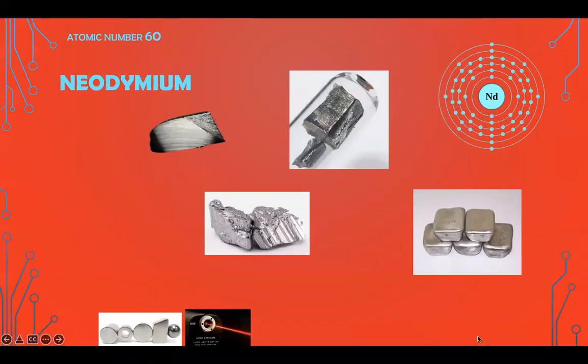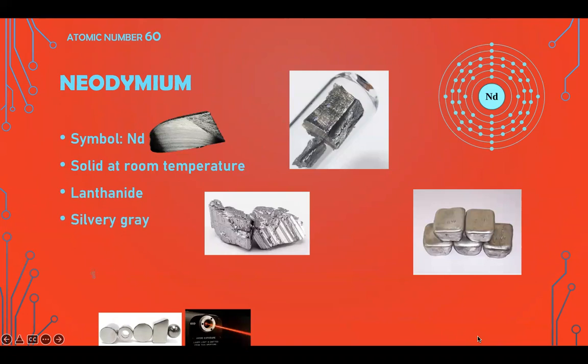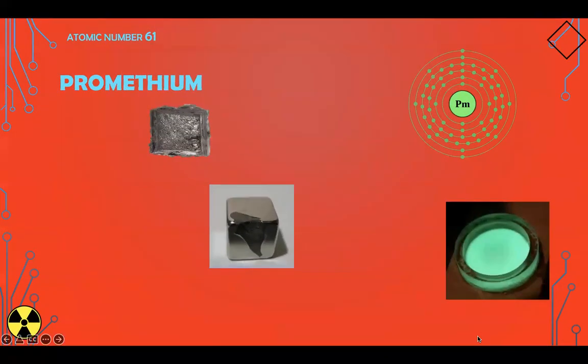Now we come to neodymium. Neodymium's symbol is Nd. It's a solid at room temperature. Neodymium is a lanthanide. It's silvery gray. It's hard. It has a slight malleability, which means it can be molded into shapes. Neodymium is used in strong magnets, some lasers, etc.